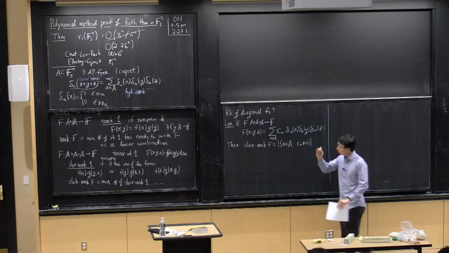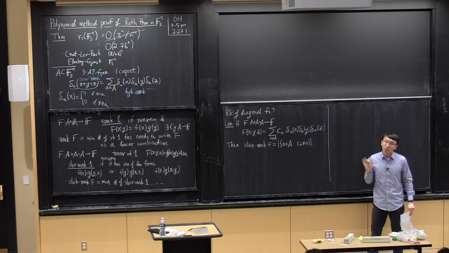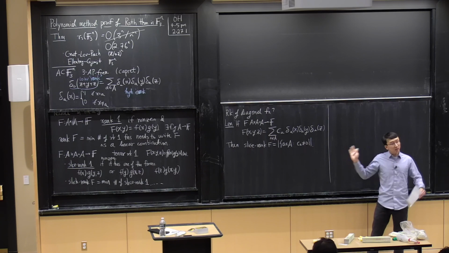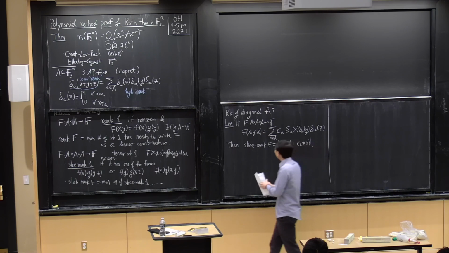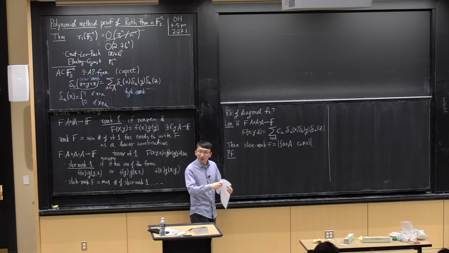So the number of non-zero diagonal entries turns out to be the slice rank. Okay, well, let's see a proof. So we go back to the definition of slice rank, and we see that one of the directions is easy. I have this less than or equal to, greater than or equal to. So which one is easy?